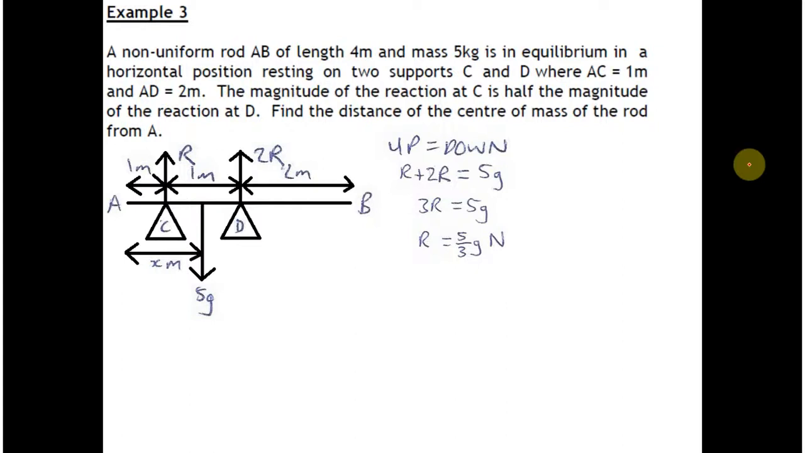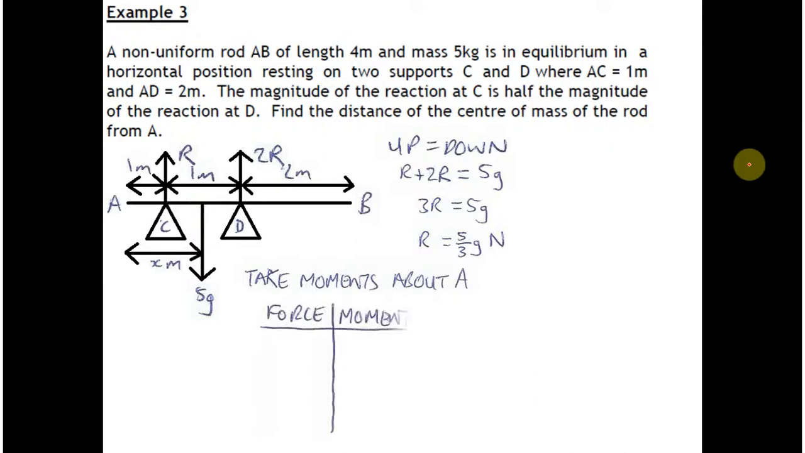Now in this case, it's best to take moments about A, so that we only have the X to find in the moment of the 5G force. We just need to times by the X, and the X doesn't get involved with any of the other points. So that's the easiest way of getting a moment equation from this.